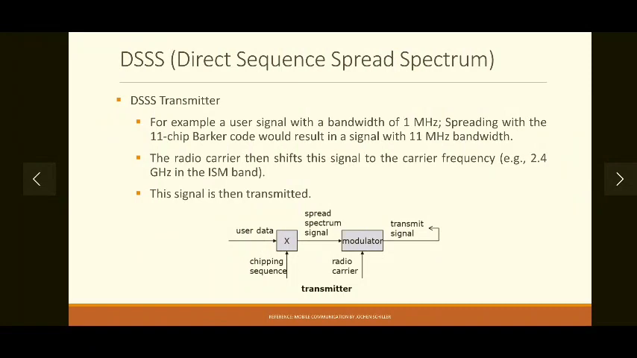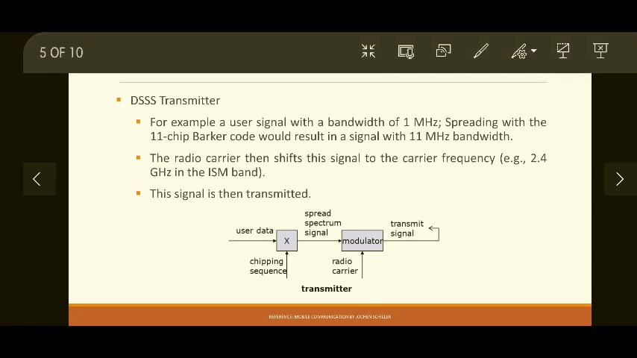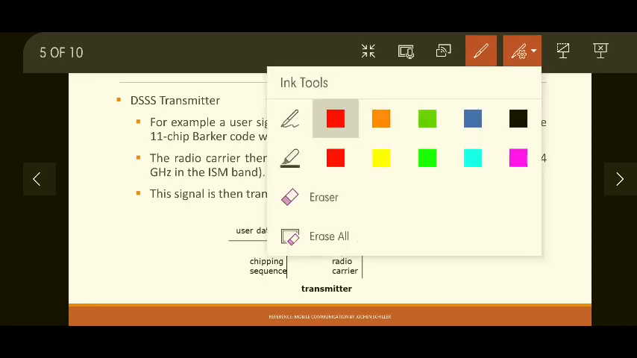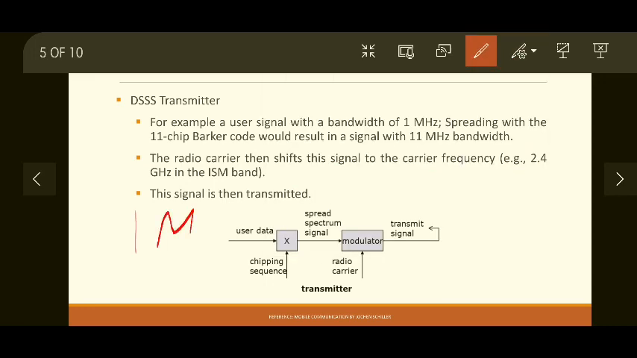Now let's see the DSSS transmission, how it is done, and DSSS reception. Let's take an example of user data having a bandwidth of 1 megahertz. Now to spread it to a larger bandwidth, we are using the 11-bit Barker code as a chipping sequence. So 1 into 11 will result in a spread spectrum signal of 11 megahertz.